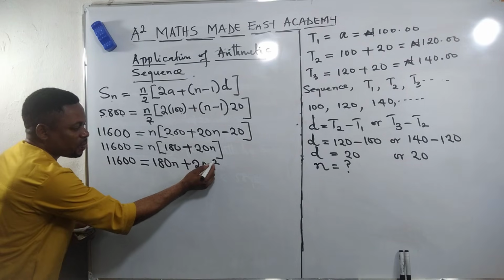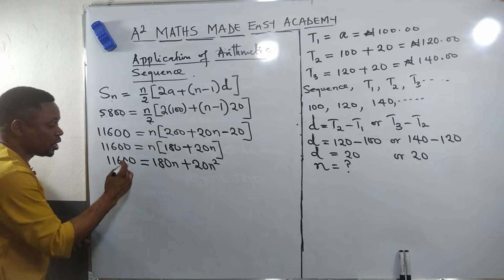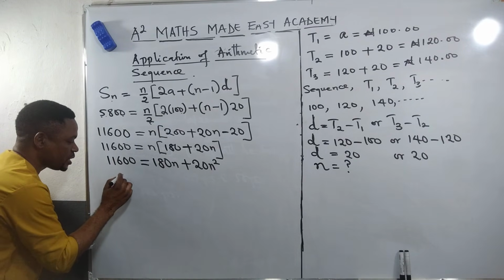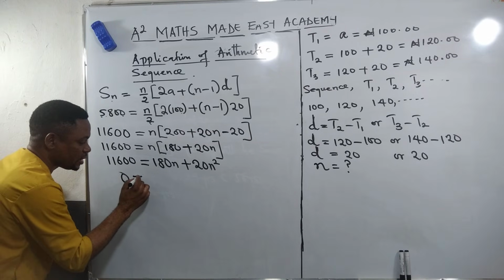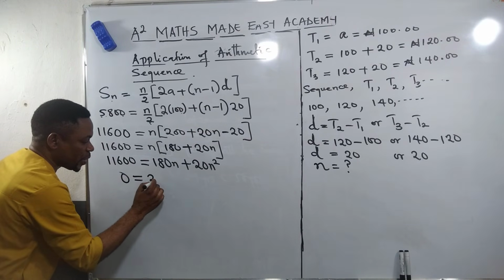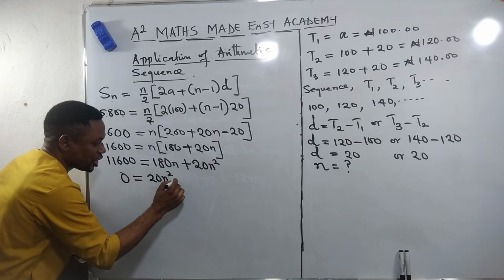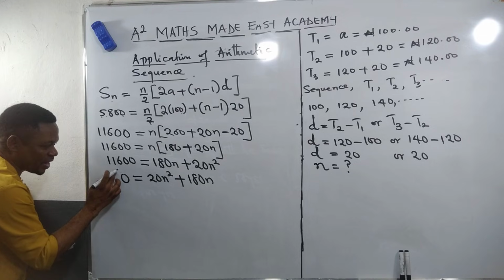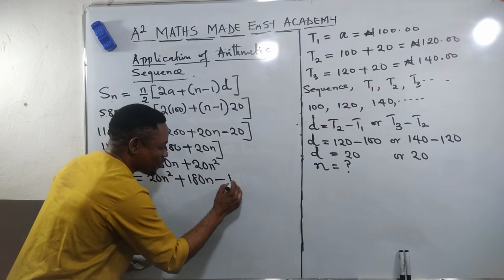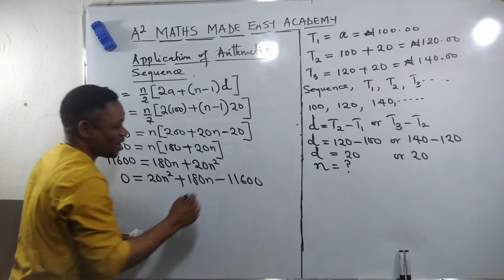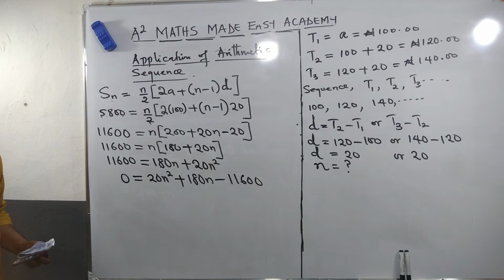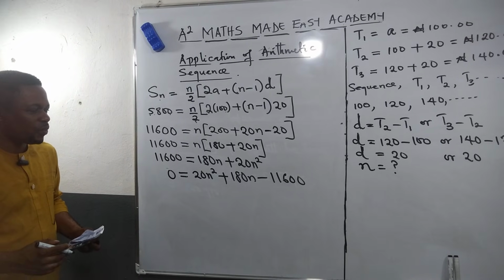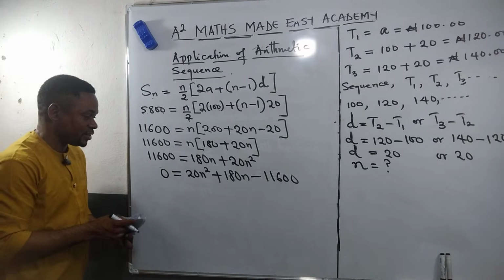Now because the highest power is 2, it is called a quadratic equation. You can now transport this from the left to the right side, so that here will now be 0. Then equal to, rearrange. This is 20n squared, I didn't change anything, plus 180n. Then if I carry this way, it will give me minus 11600. Am I communicating? It has formed what we call a quadratic equation.